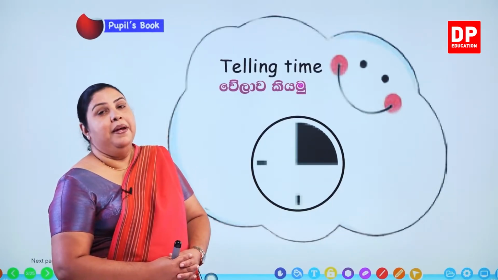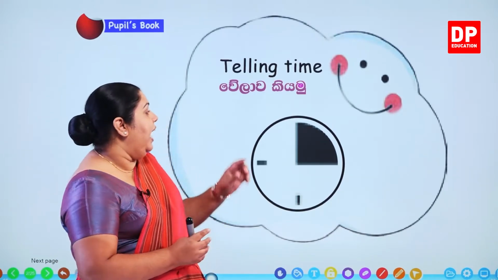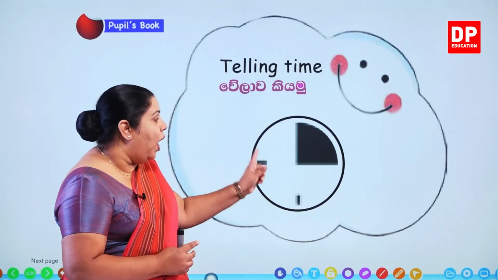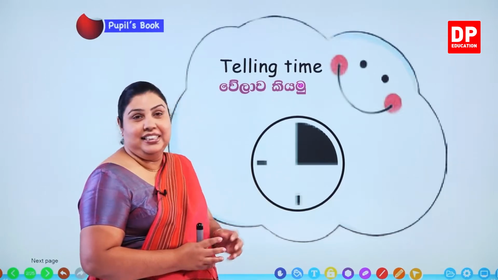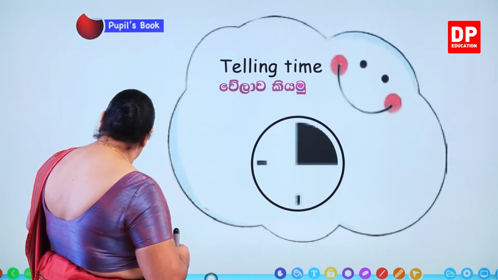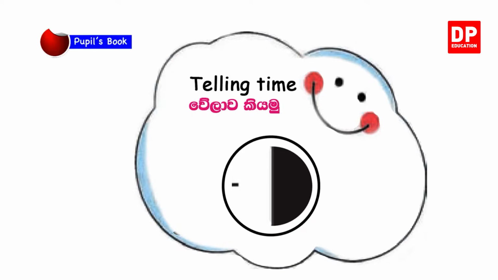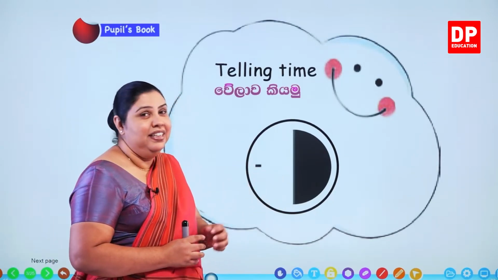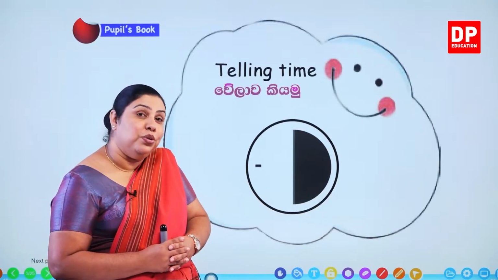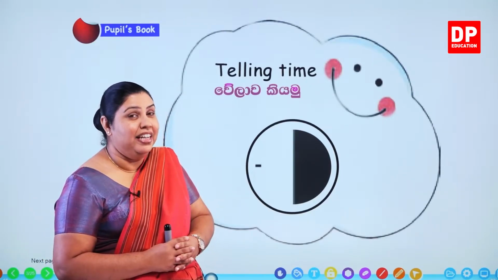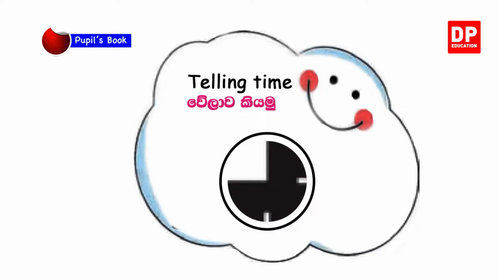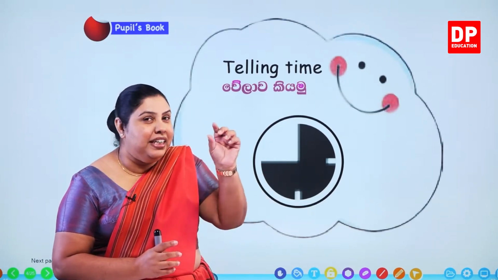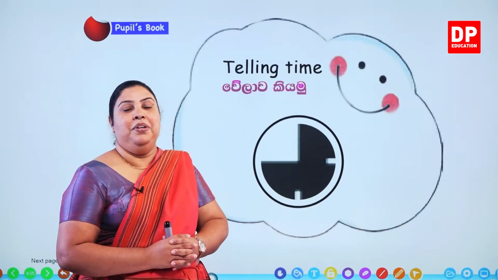Telling time. Now I want you to look at your pupils book, and you have 3 little clocks like this. Okay? One little clock looks like this. And then the other little clock in your happy cloud looks like this. Telling time, and you have another little clock like this. We are going to talk about these separately, one by one. And there is another little clock in your happy cloud like this.